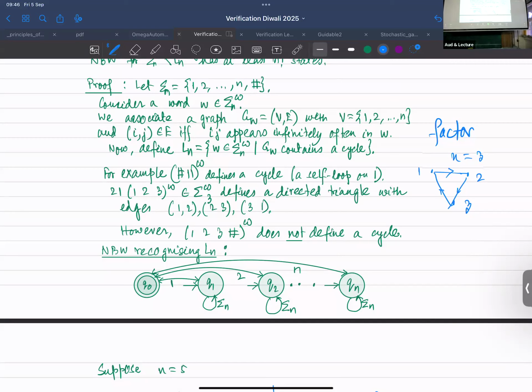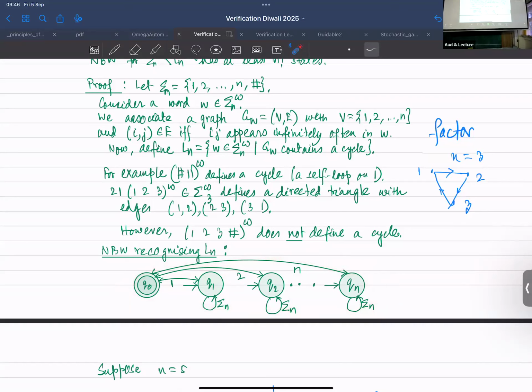Now, if you think a bit, you will be able to figure out that corresponding to that language LN, the automaton will look like this. It's not very difficult to figure out. So I'm not going to formally define the automaton, meaning defining all the edges and all the transitions, but you can see how it looks like.